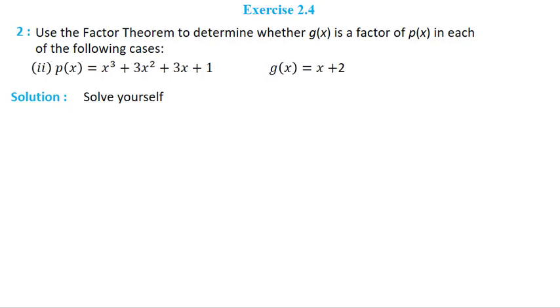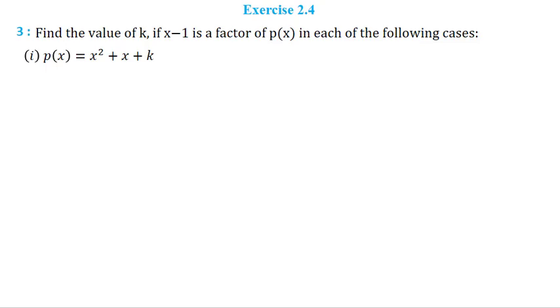So this problem you can try yourself. The third question, here g(x) is x minus 3. So if I find the zero of this g(x), it gives me x equals 3. So I will check p(3), and if the value of p(3) is 0, I will say that g(x) is a factor, and if it is not equal to 0, I will say that g(x) is not a factor of p(x).